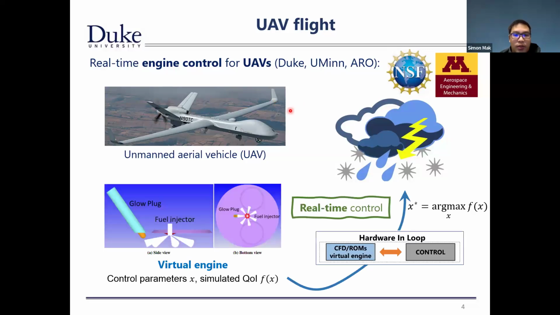Okay. And so our idea here is to use what's called a virtual engine that can simulate, given certain control parameters that I want to use, how the engine performs, how the vehicle performs under different types of control strategies, and simulates this quantity of interest. You can think about this as like engine efficiency, which I'm going to call f of x. Okay. And we're going to then use this virtual engine and put this inside the control software to provide real-time engine control. And so what this is actually doing is like an optimization problem where I want to find control strategies x star that maximizes the engine efficiency.